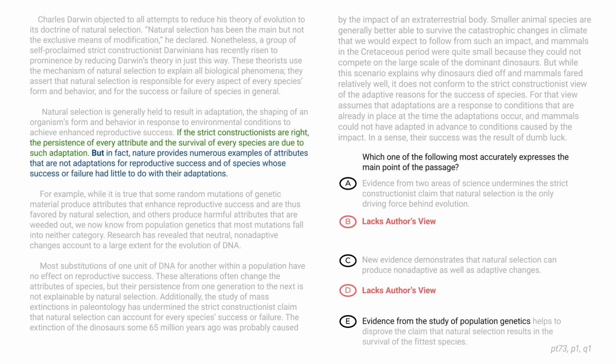E also starts out a little surprising. Evidence from population genetics. I don't remember stressing that concept. But again, if we research our qualms, we go, oh, okay, it is in there. And the gist of this idea is this evidence helps to disprove a certain claim. And that does seem along the lines of what we want, like helps to show that these strict constructionists are wrong, to say that it's all about natural selection.